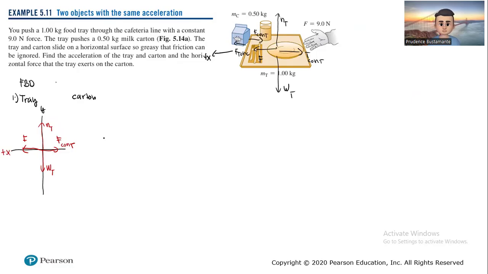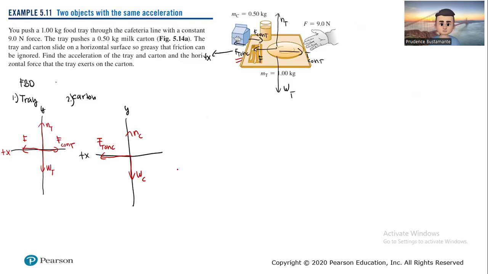The carton. Okay, this is for the carton. If you are the carton, this is your y, and this is your positive x. So you are being pushed by the force of the tray on the carton, you are being pushed here. And you have the normal force of the carton, and the weight force of the carton. I guess that's all. Okay.